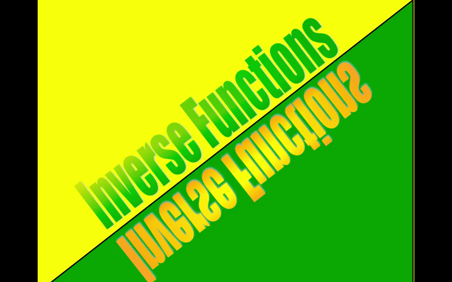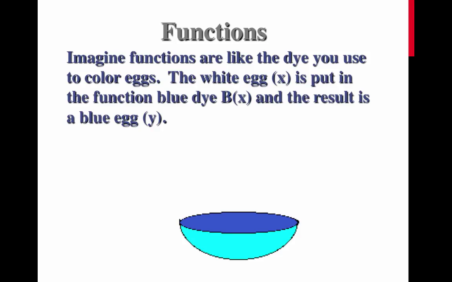Now, in order to tell what an inverse function is, a really basic example would be an egg. Imagine that you are going to dye an egg, just like you might for Easter. You're going to take a white egg, that's your X, and you're going to put it into a colored dye, maybe in this case blue. That's your function. So the function is your dye, and the result is your Y value, which in this case, if you're putting a white egg into blue dye, you're going to get a blue egg. Here's our little image, putting an egg into the dye, and it comes out a different color.